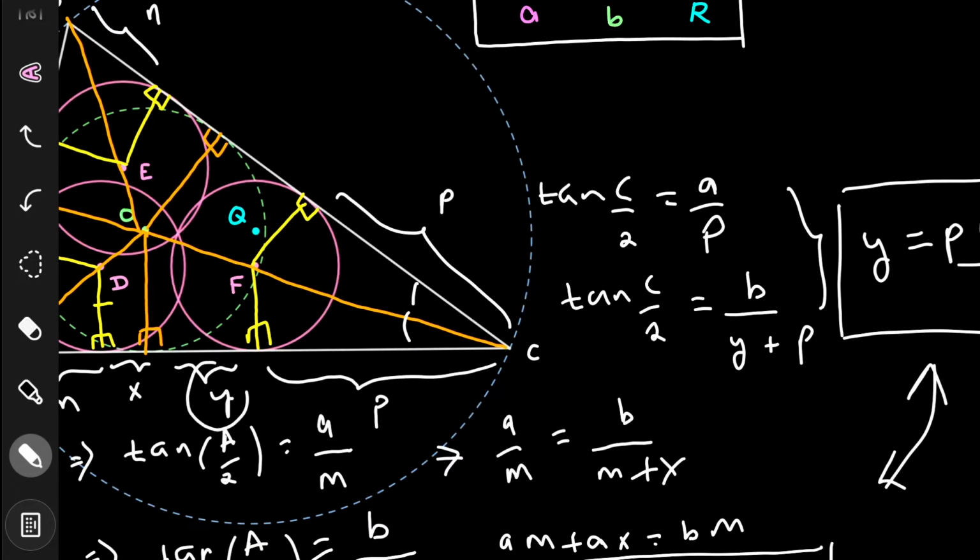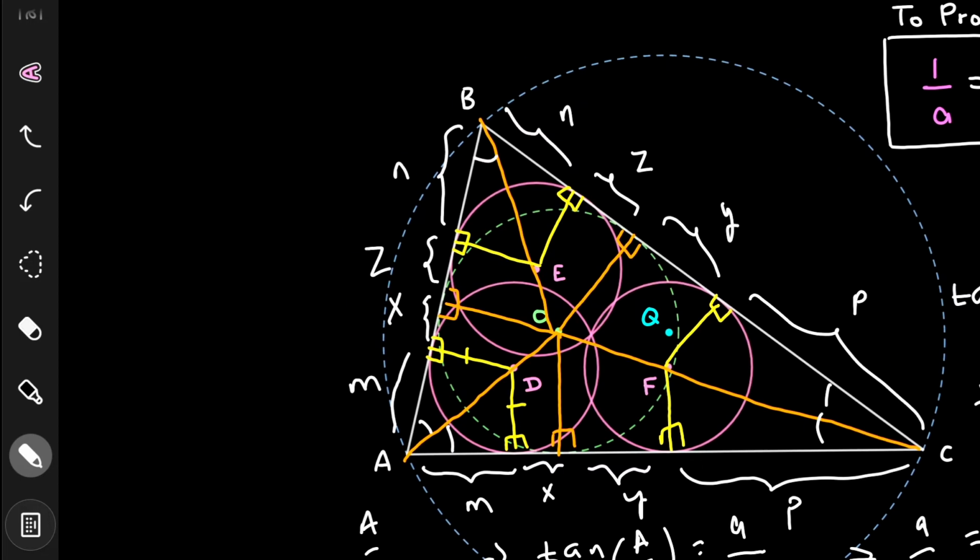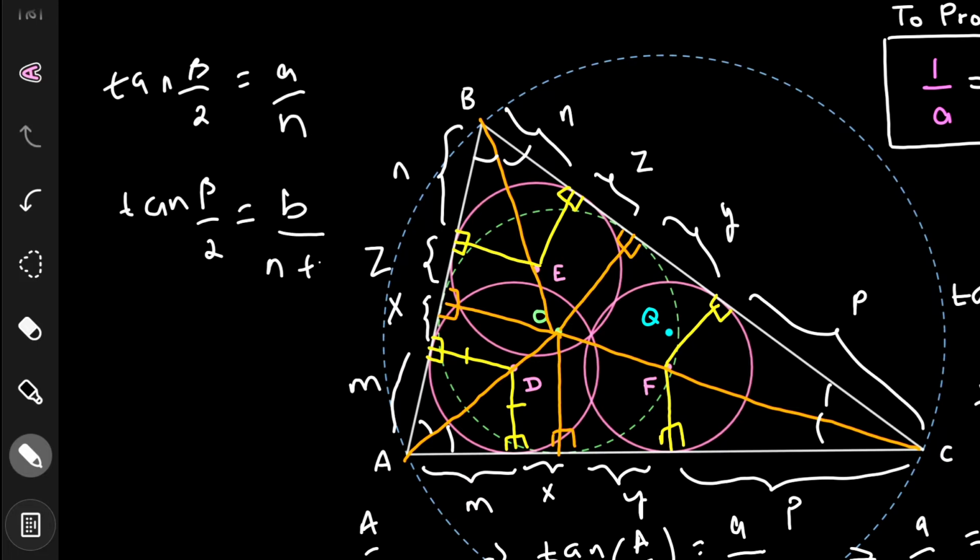Now by congruency, if this distance is equal to y, that distance over there would have a value y again. So this time I will take this distance as a variable z, so that distance over there would again be equal to z. Now these two angles would be equal and it would have a value B upon 2. Therefore in the smaller right angle triangle, the value of tangent of B upon 2 would be equal to A upon n. In the bigger right angle triangle, the value of tangent of B upon 2 would be equal to perpendicular, that is ultimately the radius of the incircle, hence it would have a value B divided by n plus z. So when we solve this equation, we will get the value of z equal to n multiplied with (b minus a) divided by a.